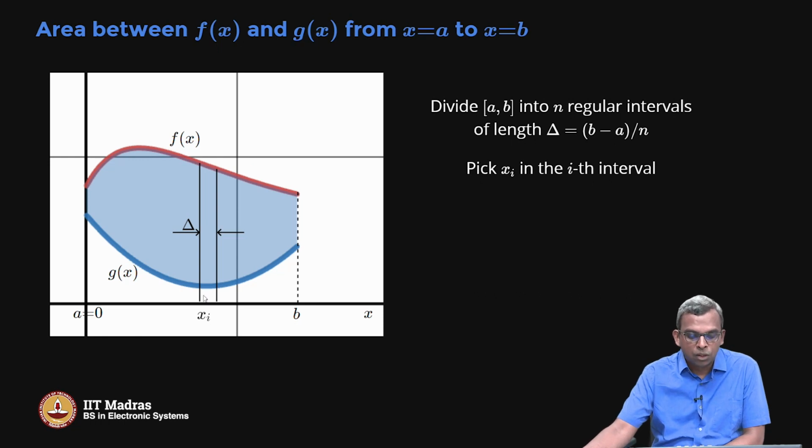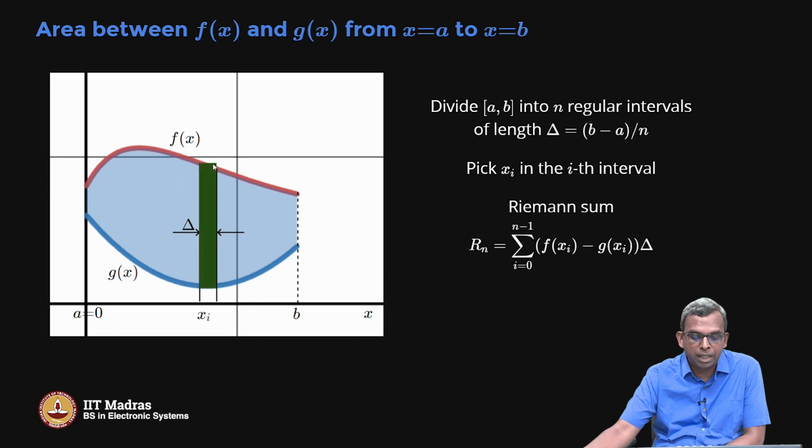So, once you do this, this is a small infinitesimal region, and here you may be able to approximate the area by a rectangle's area. What should be that rectangle? That is where the interesting thing comes. The rectangle will not be just f of x into delta, it is f of x minus g of x into delta.